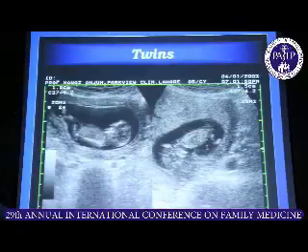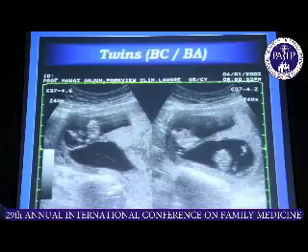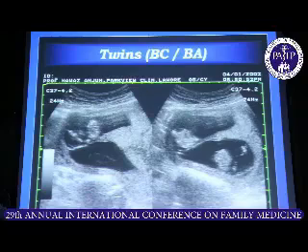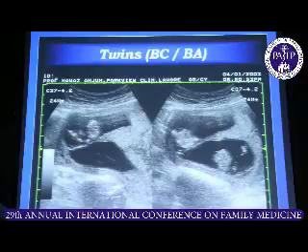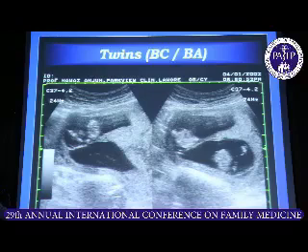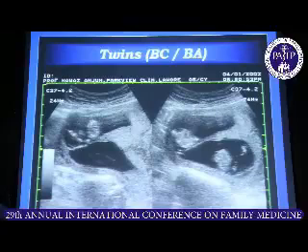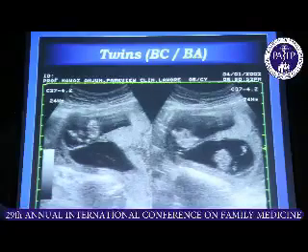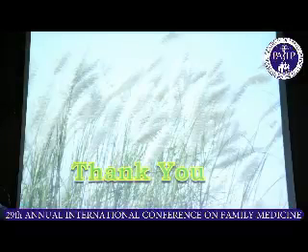Twins, you can see and look at this sign. If there's a thick triangular area here, that indicates it's a bichorionic and biamniotic. And if this area is not there and a thin membrane, then you should call it monochorionic biamniotic. And if the membrane is not there, then it is monoamniotic, and you should look hard for conjoined twins. Thank you very much.